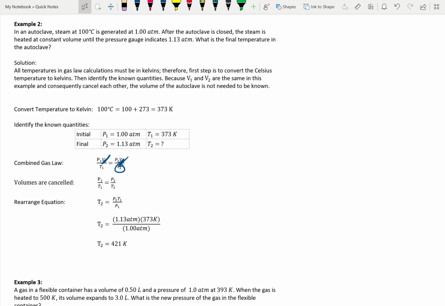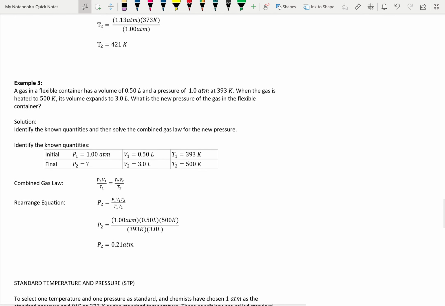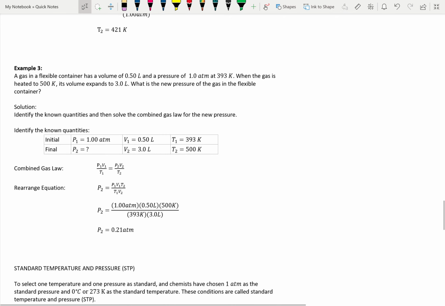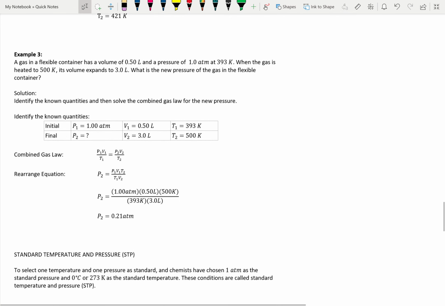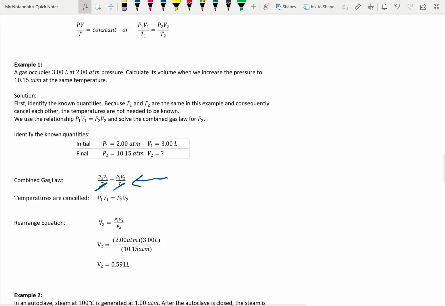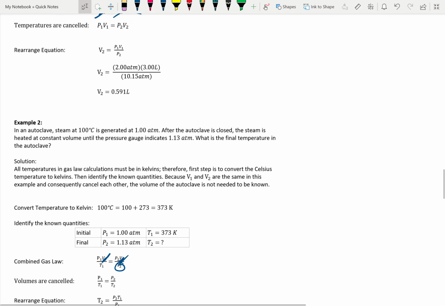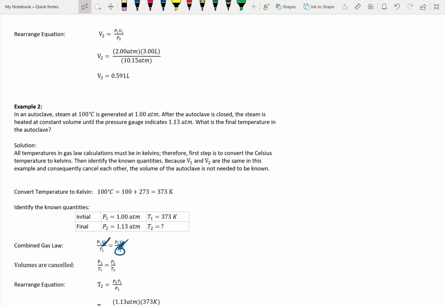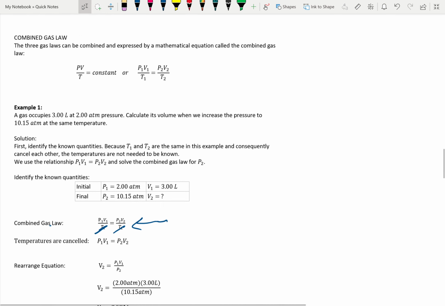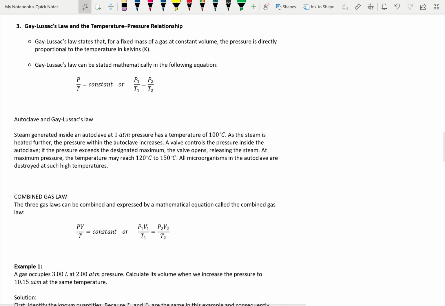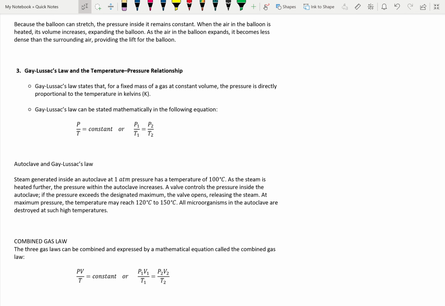Actually, before I do the next example, in example 2, remember we had P1 over T1 is equal to P2 over T2. Which law was that? P1 over T1 equals P2 over T2 is Gay-Lussac's law.